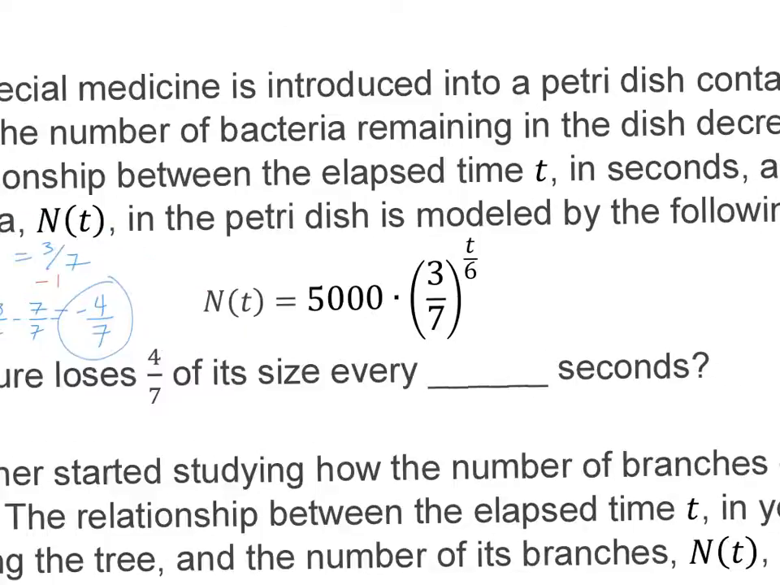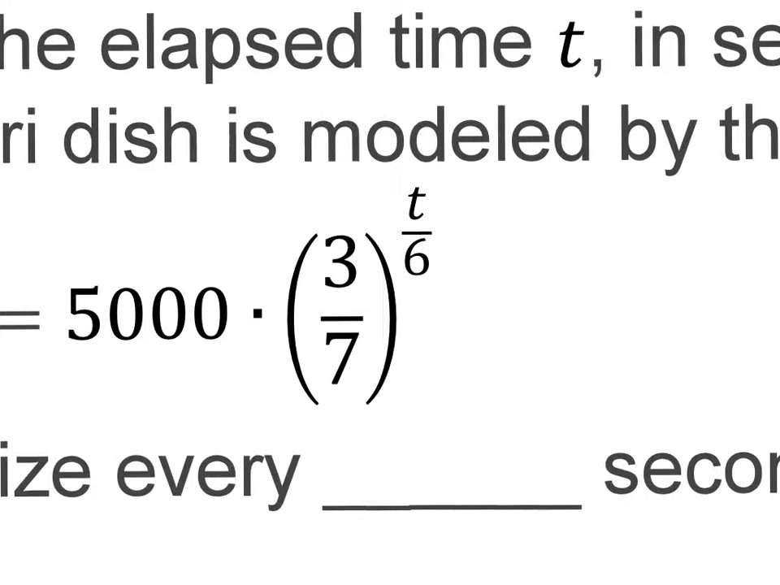Well, here's the deal. It's going to lose 4/7 every time the exponent here equals 1. That's it. It's going to go down at that rate every time this equals 1. So what makes this equal 1? Well, this is a pretty simple algebra problem if you just want to set t over 6 equal to 1. But think about it. What over 6 equals 1? It has to be 6.